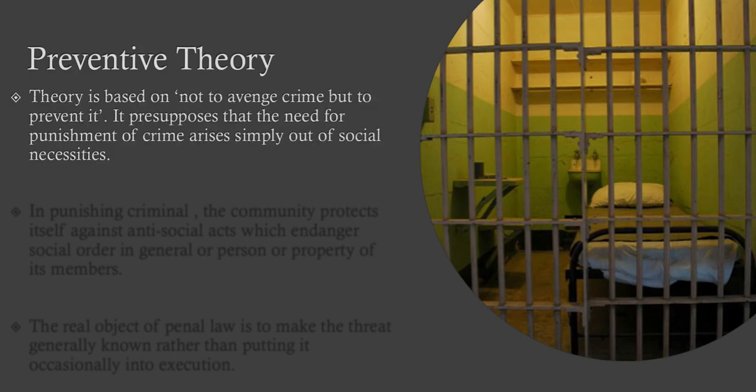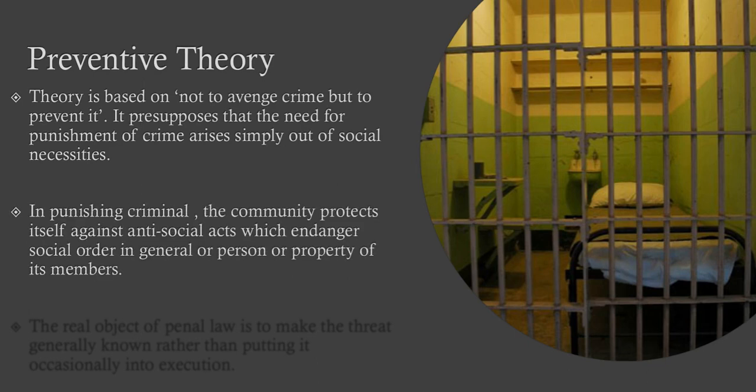Preventive theory. This theory is based on not avenging crime but preventing it. So the punishment of the crime is simply out of social necessity. In punishing the criminal, the community protects itself against antisocial acts which endanger social order in general, and the person, property, or members of the community. Now, the real object of the penal laws is to make the threat generally known rather than putting it into effect only occasionally.